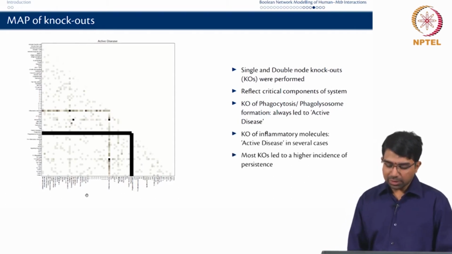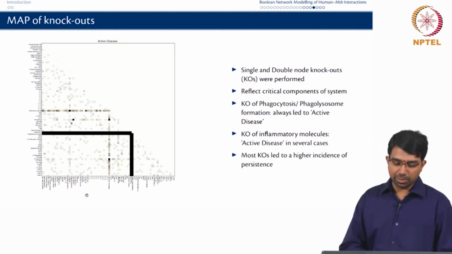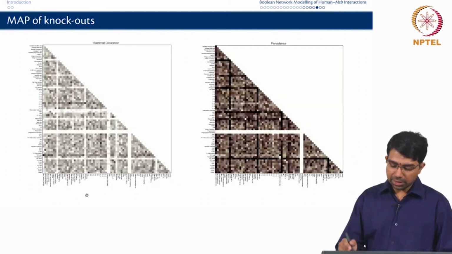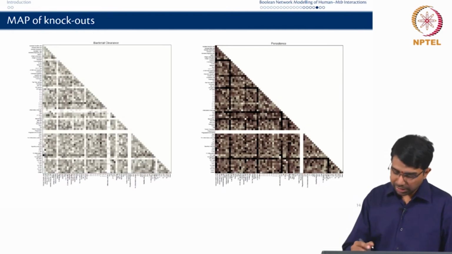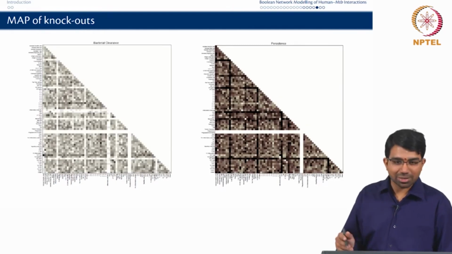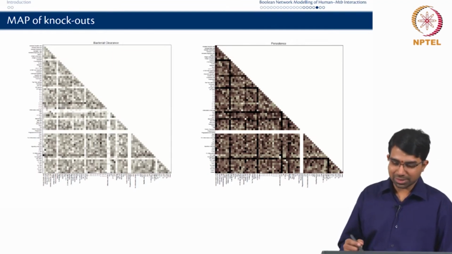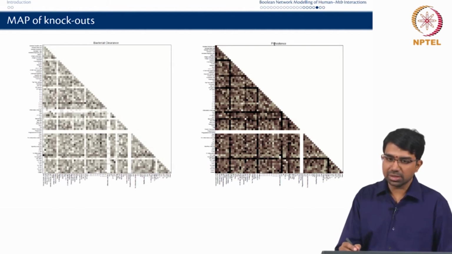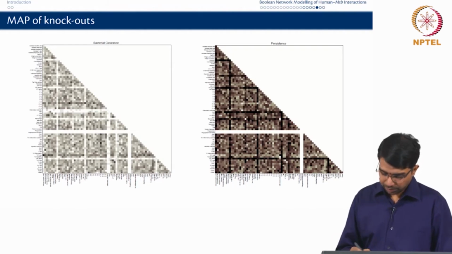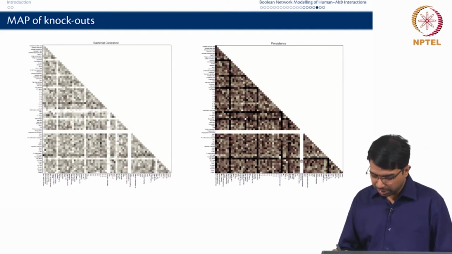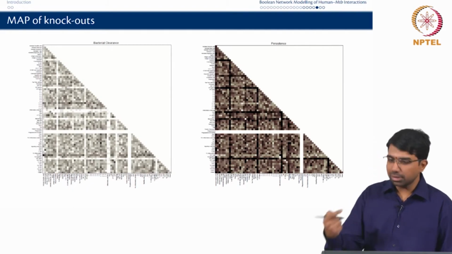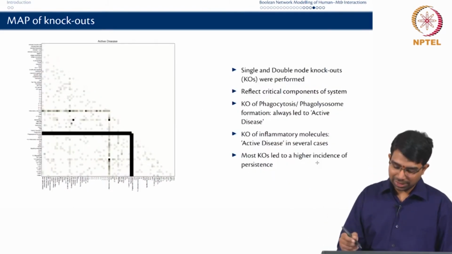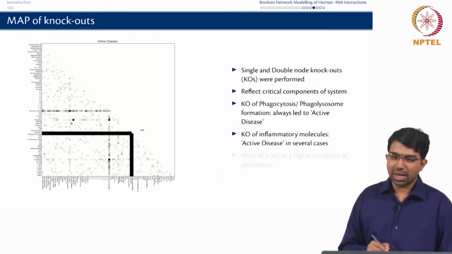And we also found that most knockouts lead to a higher incidence of persistence. That is not visible from this figure, but it is visible from this one. The figure on the right is a very dark plot compared to the others. The darker the square is, the more fraction of simulations ended in that outcome, which in this case is persistence. Except you see a full white band for phagolysosome, because all of this is in the previous slide, where it all went to active disease.